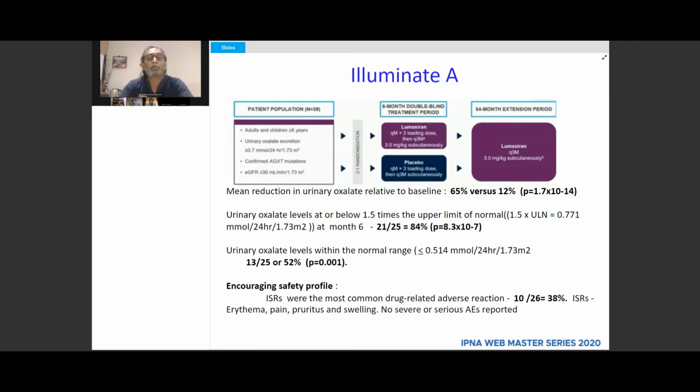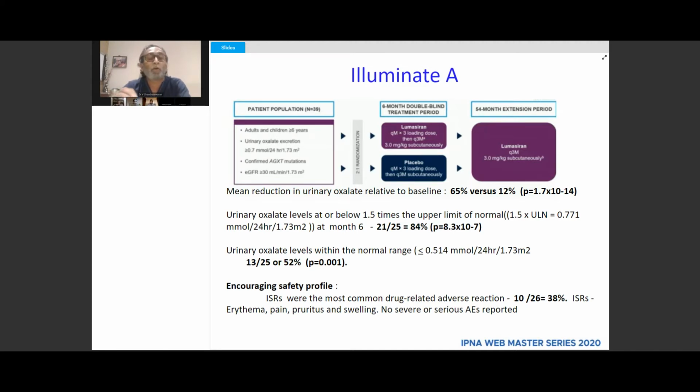There are 3 trials: Illuminate A, Illuminate B, and Illuminate C. Illuminate A was in adults and children more than 6 years. Illuminate B was in children less than 6 years old, and Illuminate C was in patients with significant renal dysfunction. All these are multinational double-blind randomized controlled trials with lumasiran given monthly for 3 loading doses, followed by quarterly doses at 3 milligram per kg.